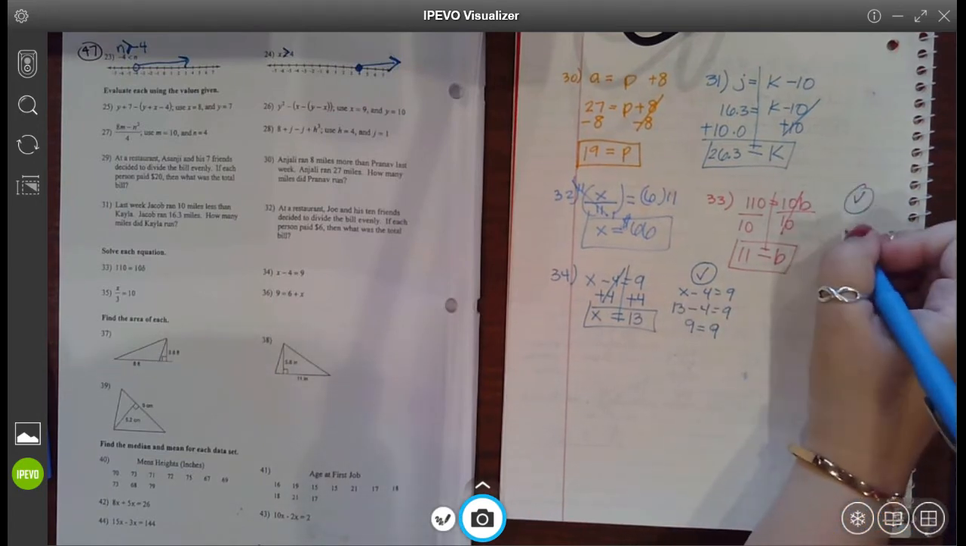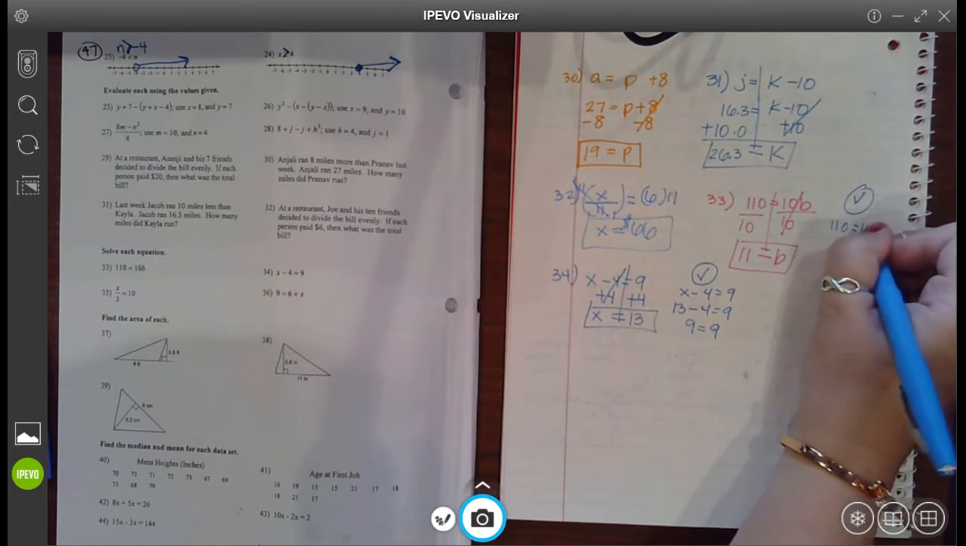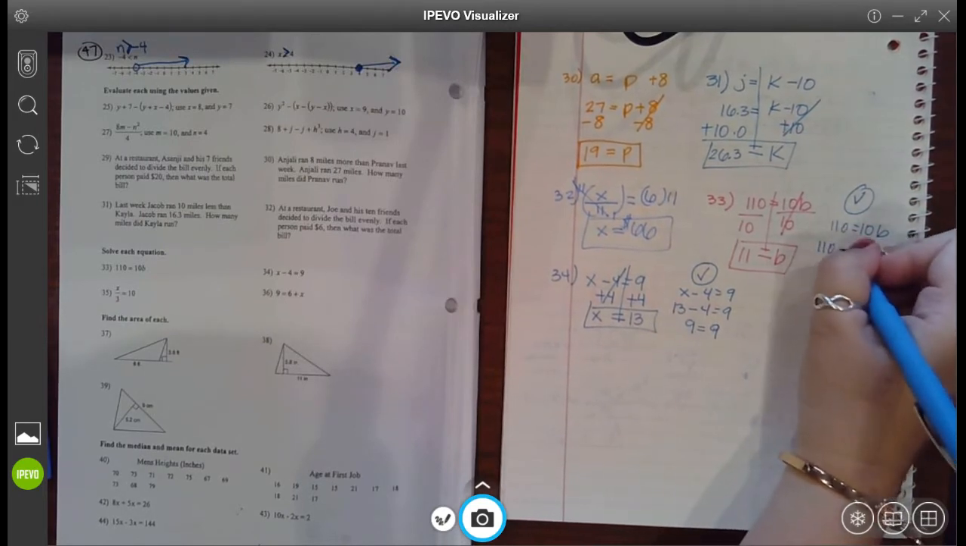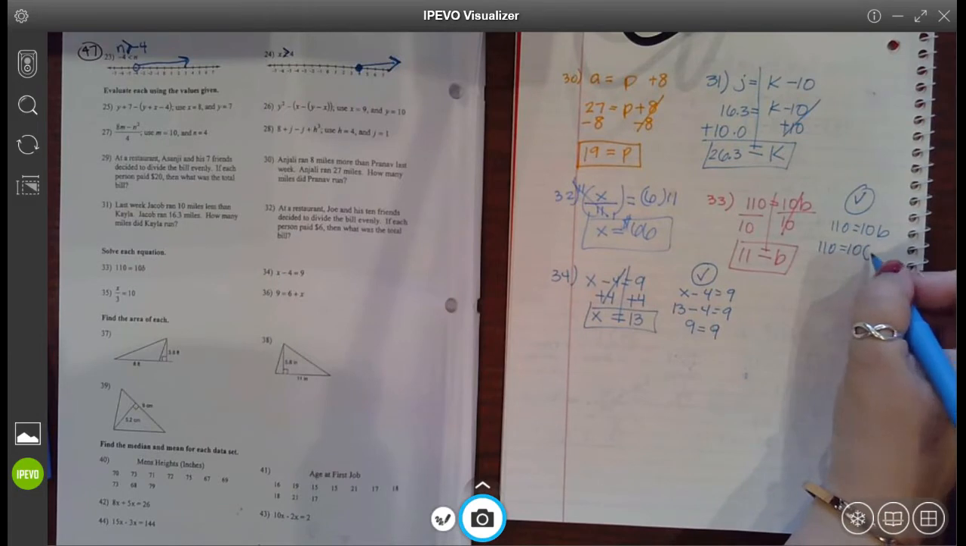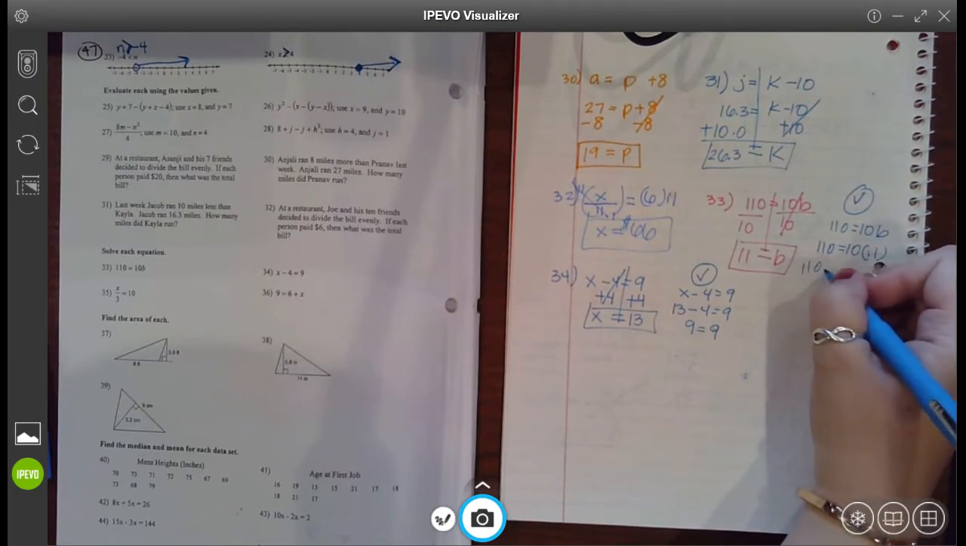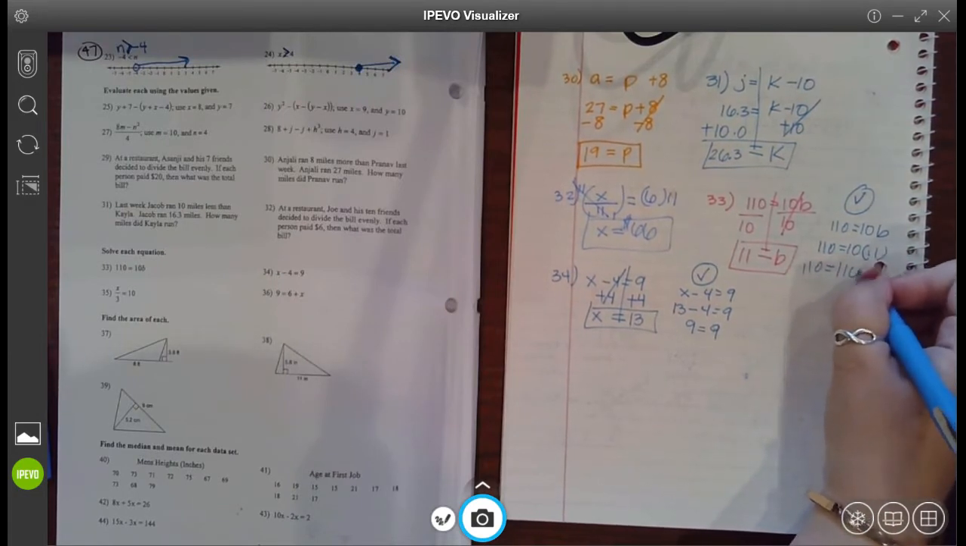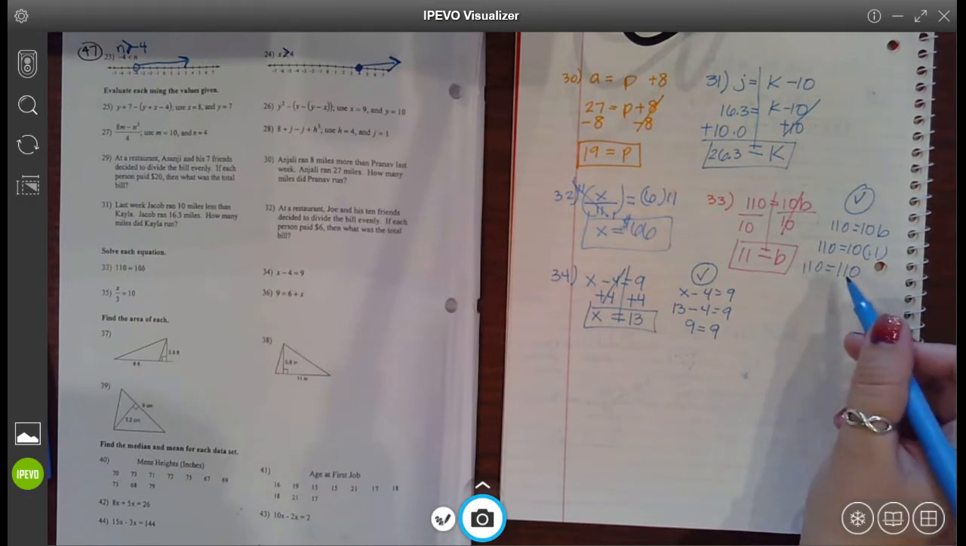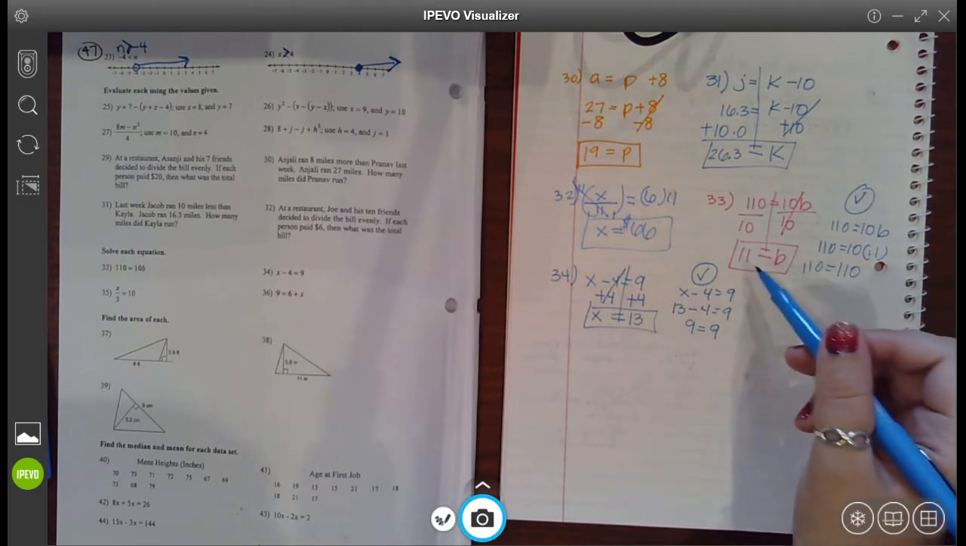Okay, same thing with this one. My original was 110 equals 10b. So 110 equals 10 times, I think b is 11. 110 equals 10 times 11 is 110. True statement, 110 does equal 110. So 11 was the correct answer.